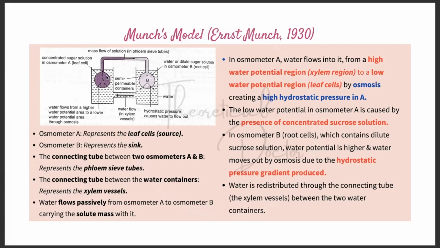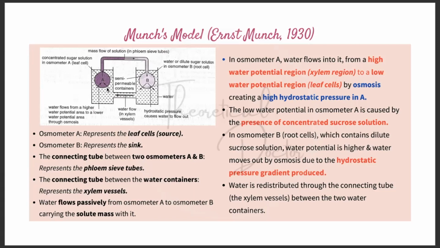In osmometer A, water flows into it from a region of high water potential to a region of low water potential by osmosis, and this will create a high hydrostatic pressure in A. This is because the low water potential is caused by the presence of concentrated sucrose solution. So remember, initially I mentioned that sugar or sucrose is actively pumped into the source. So that area will have a high concentration of sucrose. So when there is a high concentration of sucrose, there is low water potential.